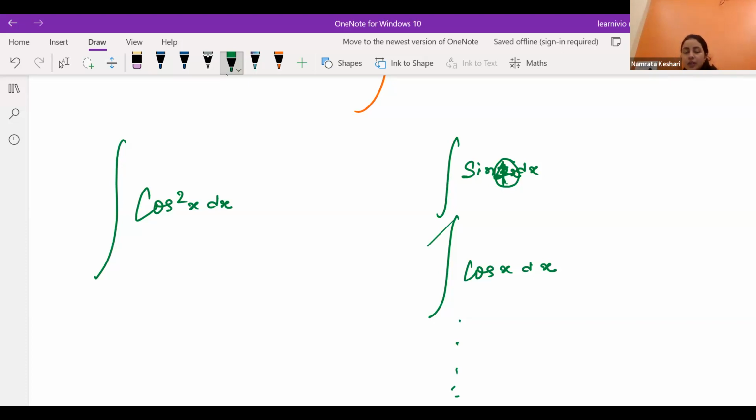Yes. Okay. Now here we have cos square x, it has power 2, so we are not able to use the formula. So what will we do? Do you know a formula of cos 2x where cos square x is involved? Do you know, Annapurna?